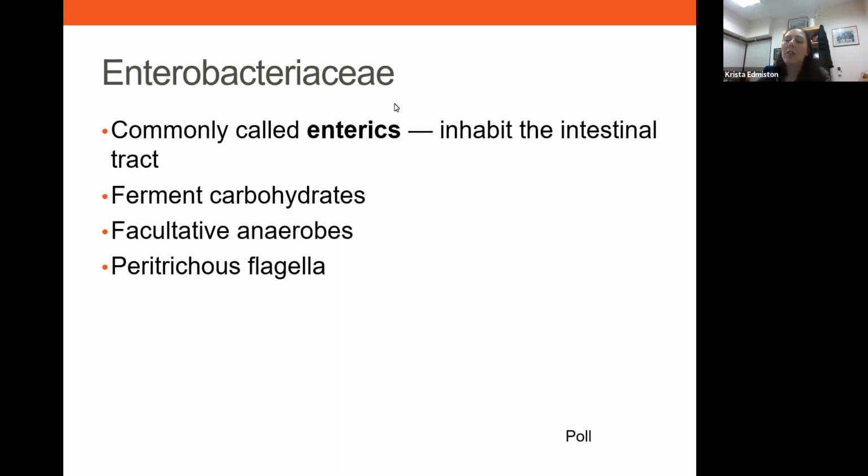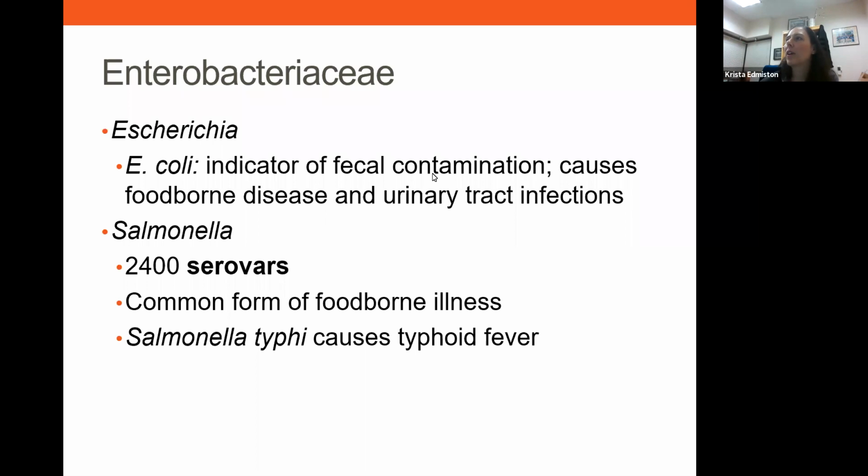All right. They also have flagella, peritrichous flagellated, meaning that they have multiple flagella throughout their body, their cell. Enterobacteriaceae include E. coli, so Escherichia coli being our fecal contaminant, causing foodborne disease and urinary tract infections. You can think about how a bacteria that lives in our intestine might get into our urinary tract and how that potentially gets there. You can use your imagination on how that could potentially happen. There's also other organisms, but that's one of the main causes of UTIs if you've ever had a UTI, that or Enterobacter.